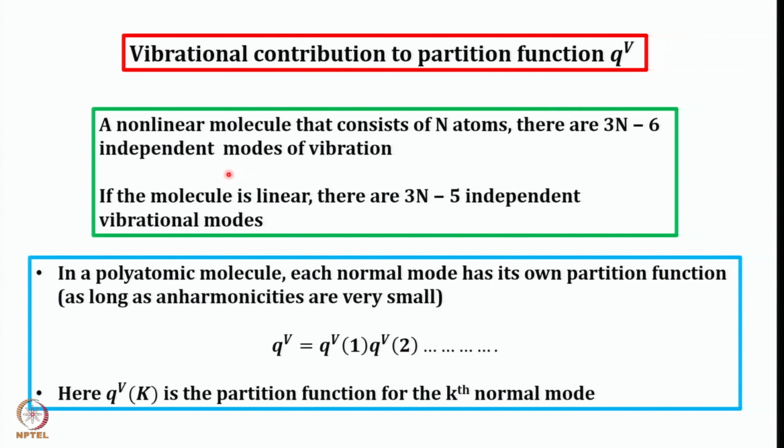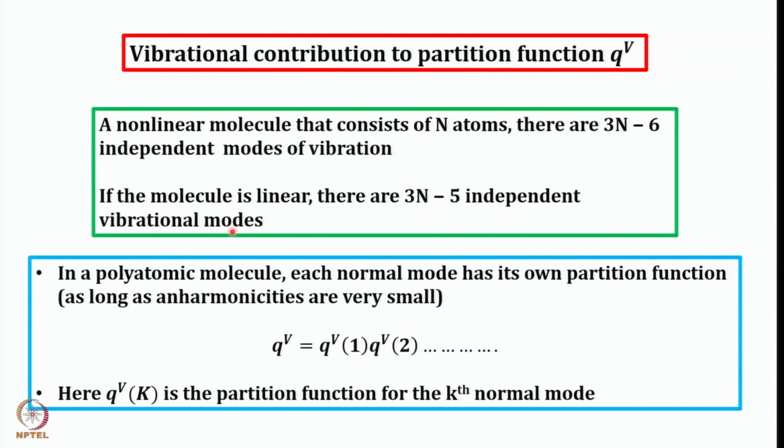After the rotational contribution, we started discussing the vibrational contribution, because when you go beyond an atom, you have molecules. In a molecule, the atoms can also vibrate around their bond. We talked about how many normal modes of vibration there are. For a nonlinear molecule, if there are n atoms, then there are 3n minus 6 independent modes of vibration, and 3n minus 5 independent vibrational modes if the molecule is linear.